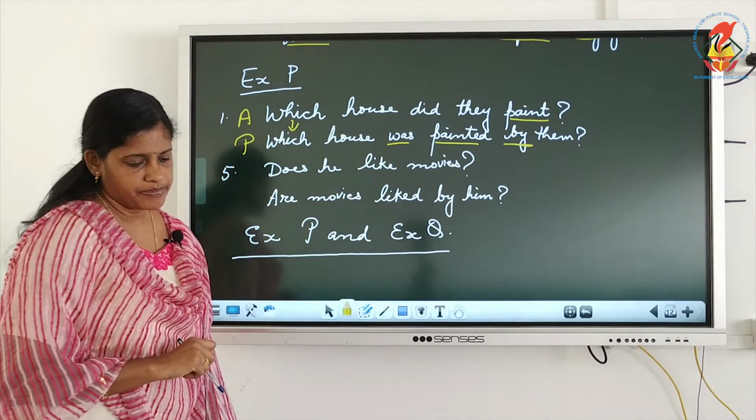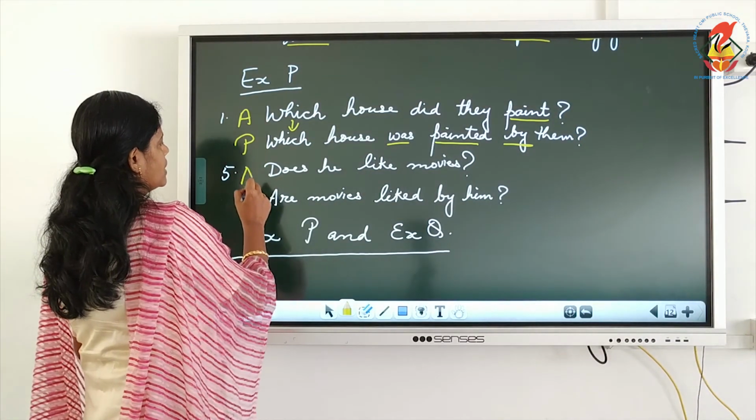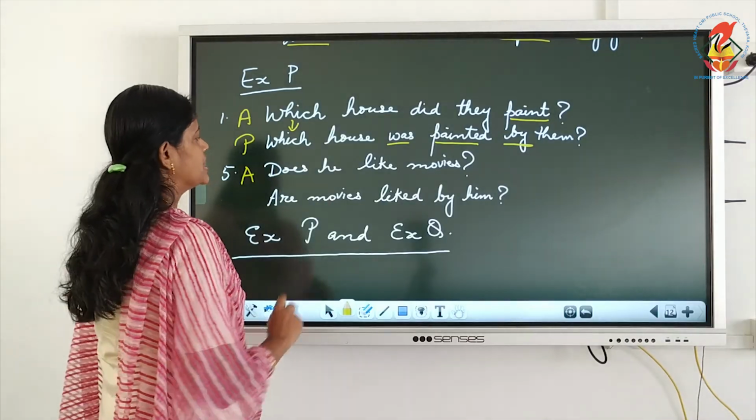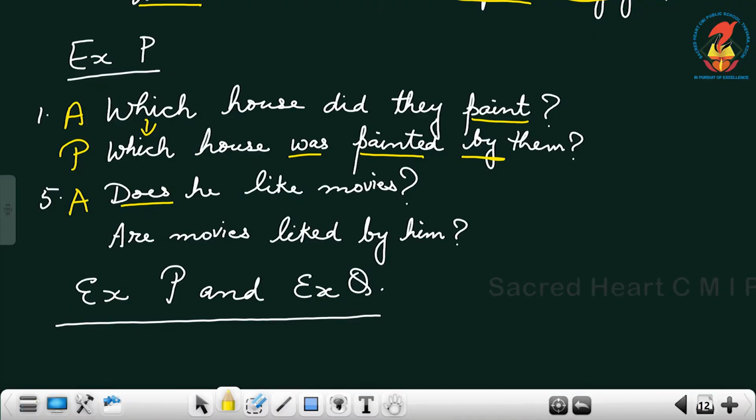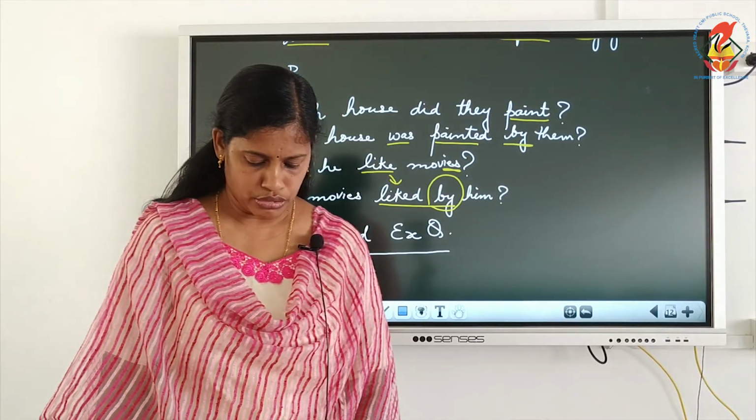Now the fifth example; the second, third and fourth you can do, children. In the fifth one, "Does he like movies?" The word is does. So does changes to are, since it is movies, plural here. So in the passive voice it becomes "Are movies liked by him?" We have used the word by. You have to do exercise P and exercise Q also, children.